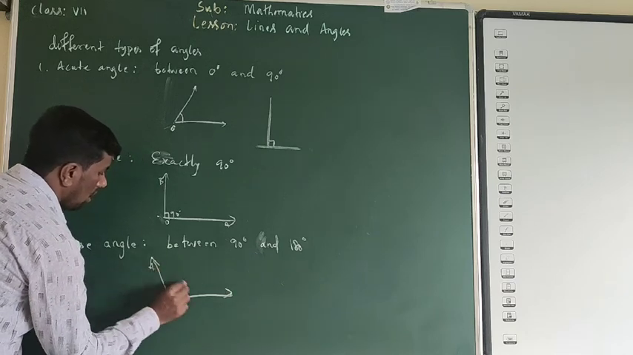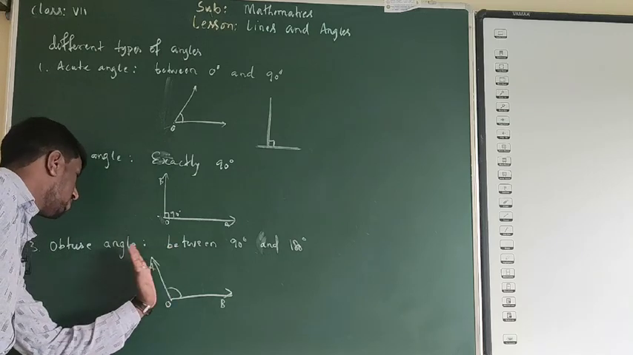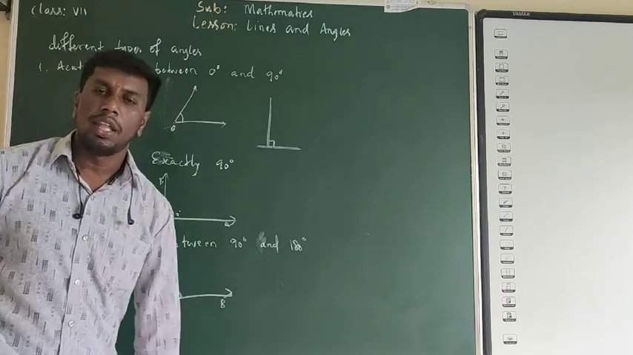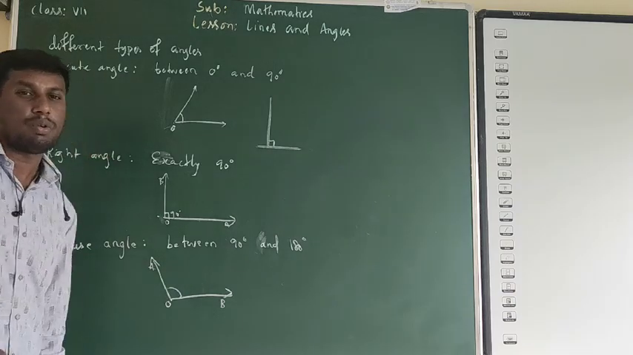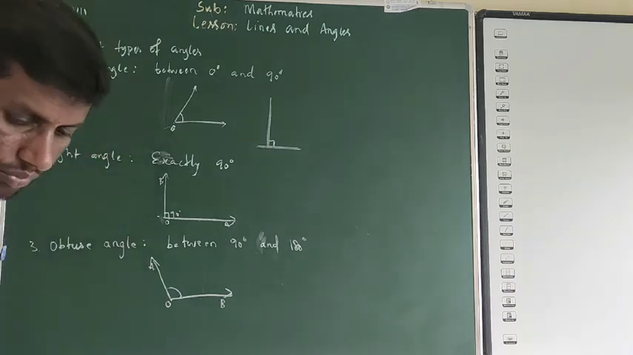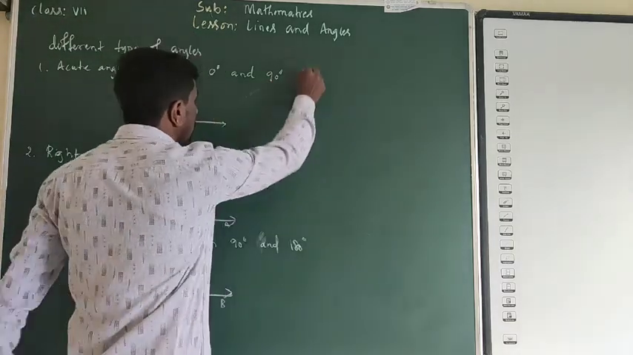So this is angle OAB. This angle is an obtuse angle. You can observe that this is more than 90 degrees, and less than 180 degrees also. Therefore it is an obtuse angle.